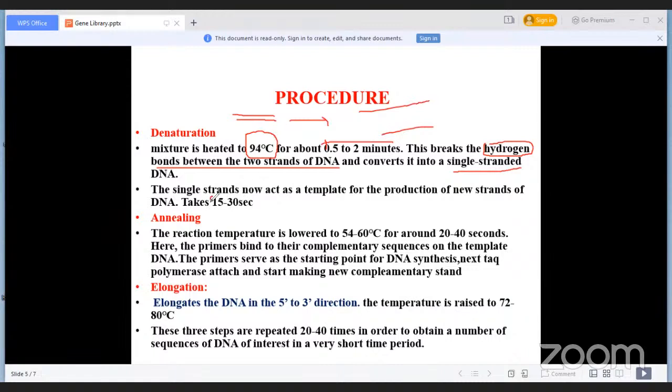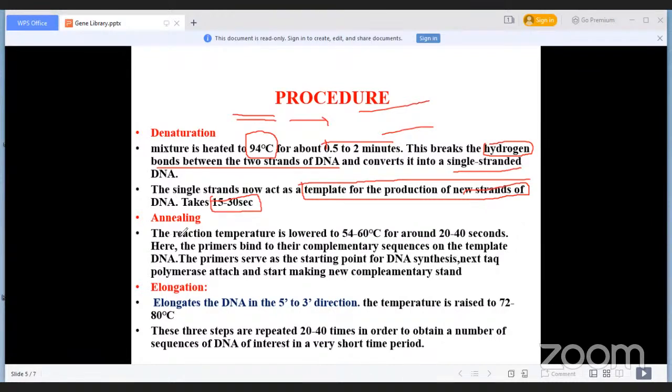It takes 15 to 30 seconds. The single strands now act as a template. Each single strand acts as a template for the production of new strands of DNA. High temperature causes the hydrogen bonds between the bases to break and the two strands separate. Next, annealing.